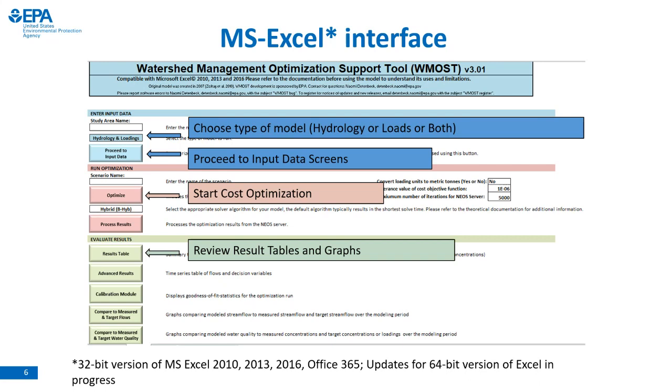This is the front page of the interface. You start out by choosing the type of model you want to look at. You can just look at hydrology or a combination of hydrology and pollutant loads. You then go through a series of data input screens, run the optimization, and finally review results in the form of tables and graphs.